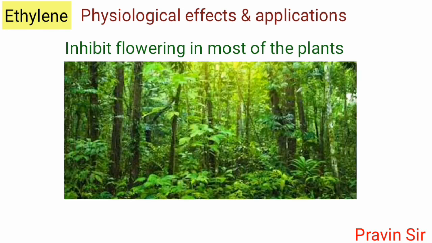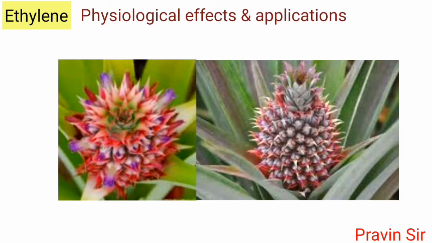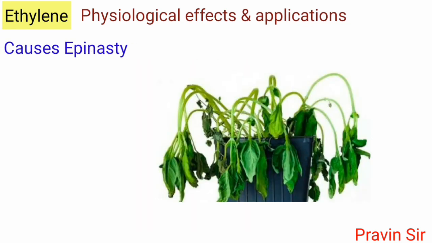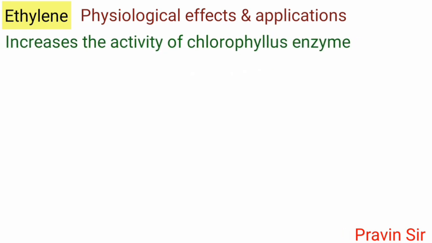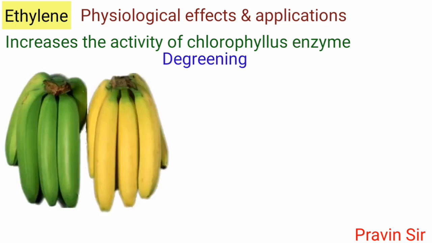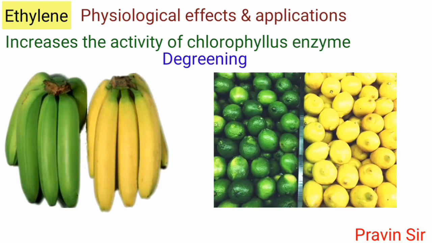inhibits flowering in most plants except pineapple, causes epinasty, that is drooping of leaves and flowers, increases activity of chlorophyllase enzyme, causing a degreening effect in banana and citrus fruits.